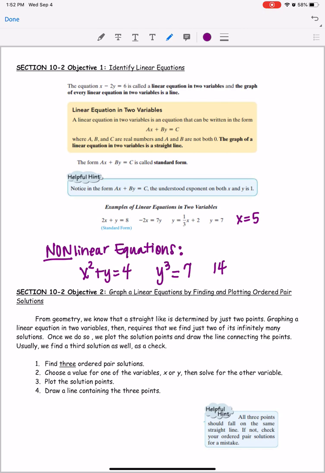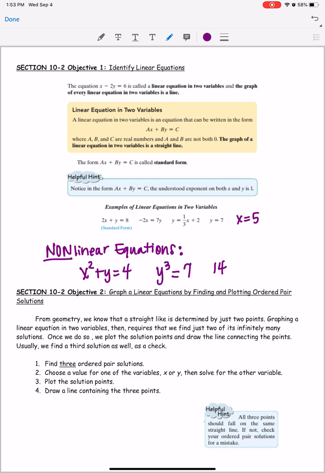So we're going to start graphing, and it says right here, from geometry, we know a straight line is determined by just 2 points. And what that means is, if I put a point here and a point here, I can draw a straight line through them. If I have a point here and a point here, I can draw a straight line through them. You only need 2 points to make a line.